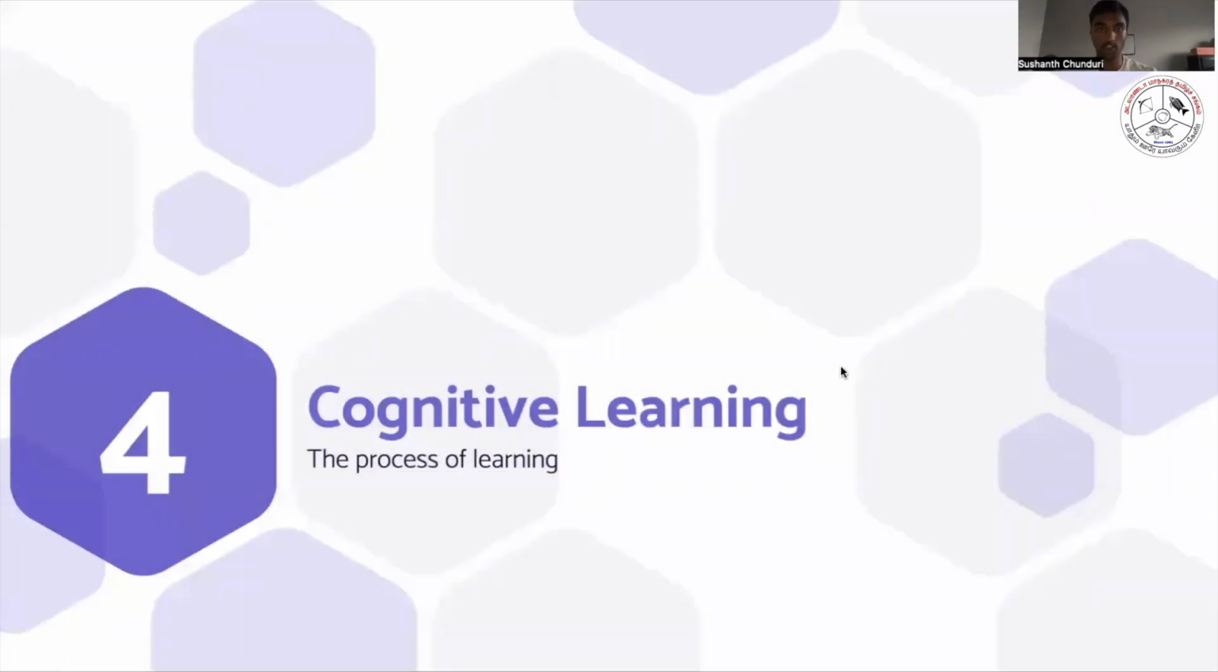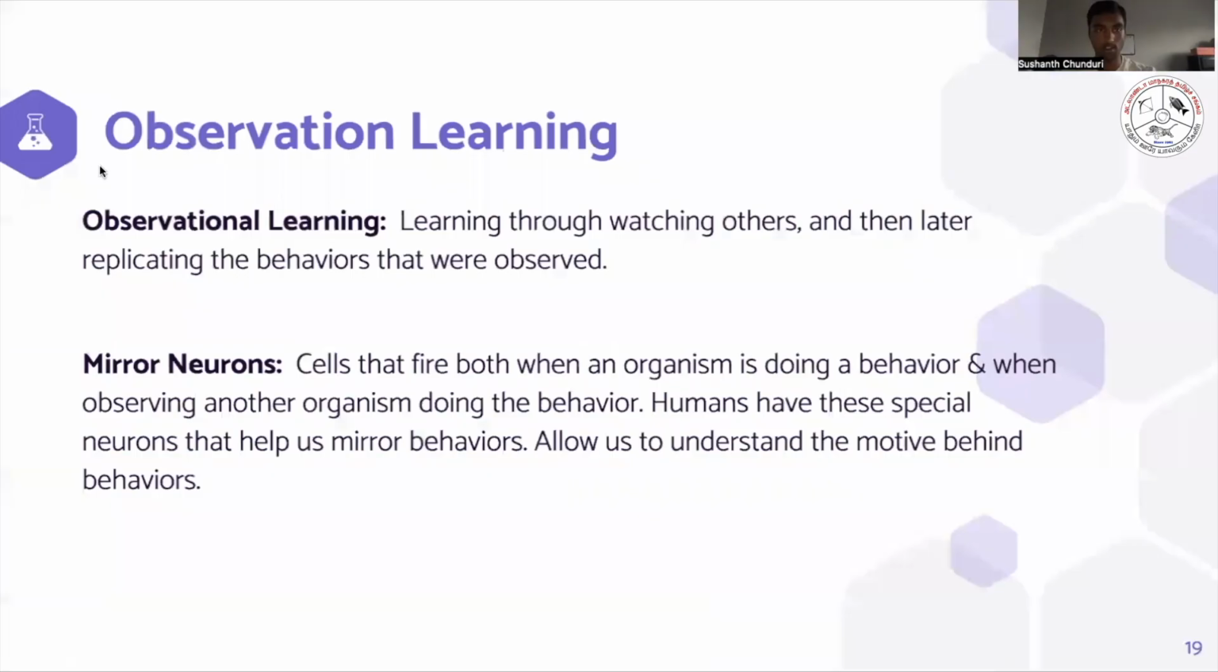Okay, let's talk about cognitive learning. So the process of learning. There are multiple ways people learn. One is observational learning, learning through watching others and then later replicating those behaviors. And then there's also mirror neurons, cells that fire both when an organism is doing a behavior and when it's observing another organism doing that behavior.